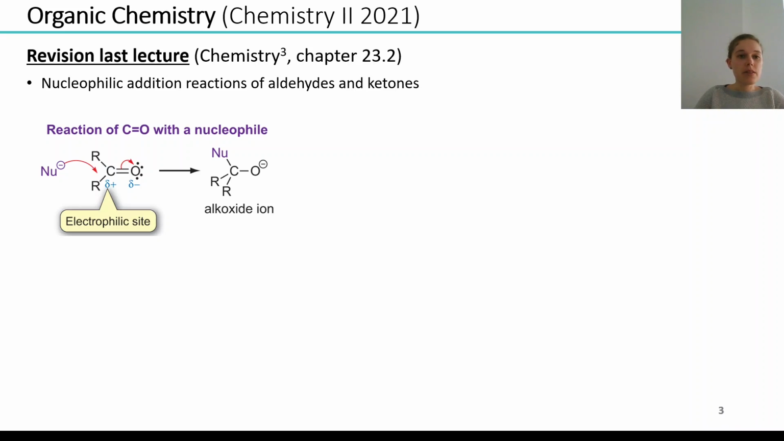And the partially positively charged carbon atom will act as electrophilic site where the nucleophiles can attack. And here we learned that after the nucleophilic attack on this partially positively charged carbon atom, a so-called alkoxide ion is formed. And important to see is that the carbon in the carbonyl group is sp2 hybridized, whereas the carbon in this formed alkoxide ion is sp3 hybridized. And then we already discussed the reaction of aldehydes and ketones with hydrides, cyanides, and organometallics.